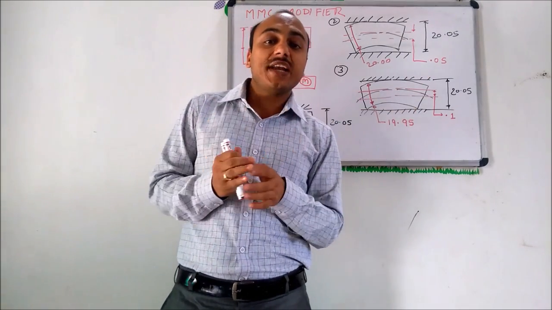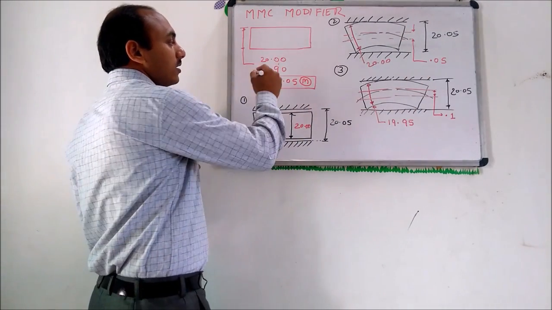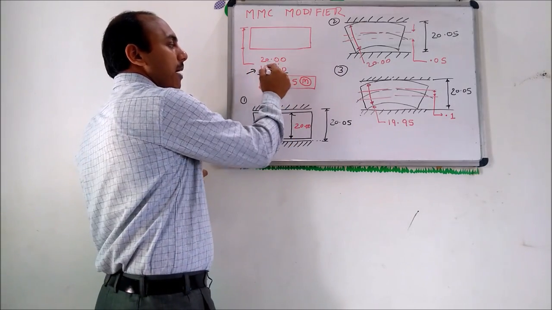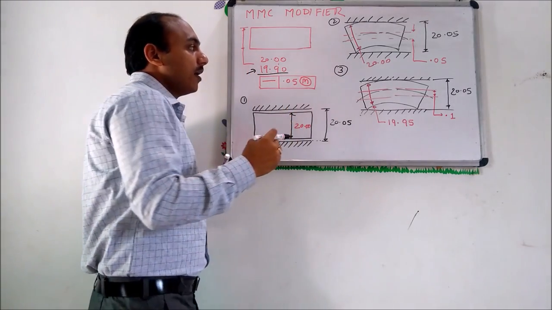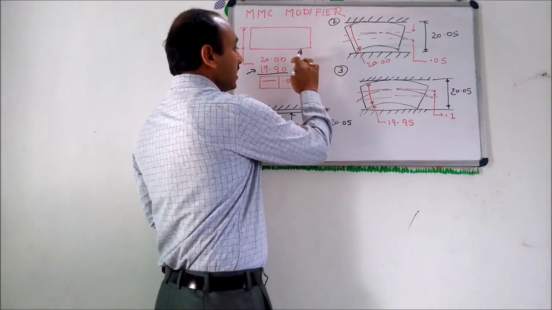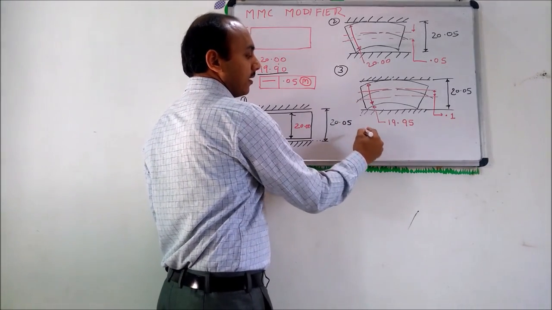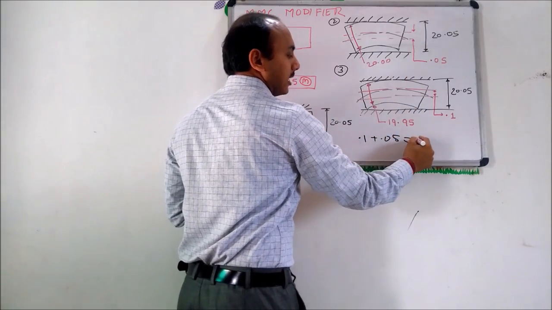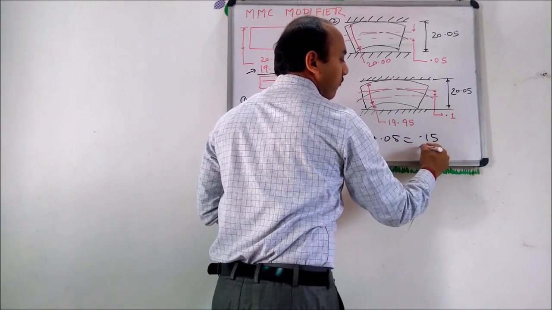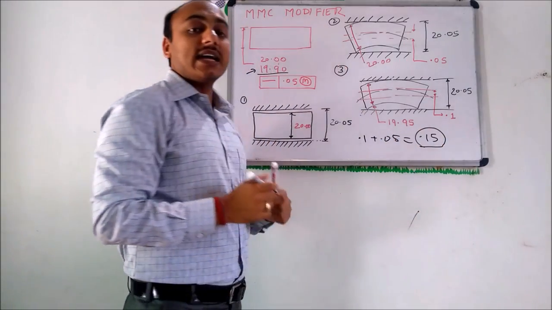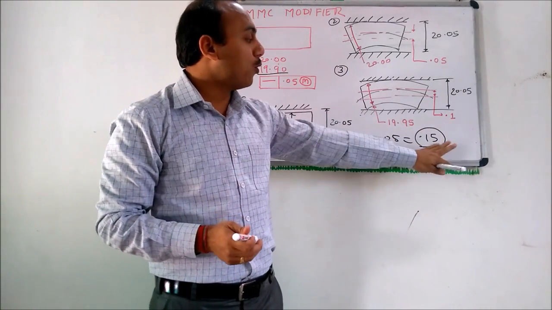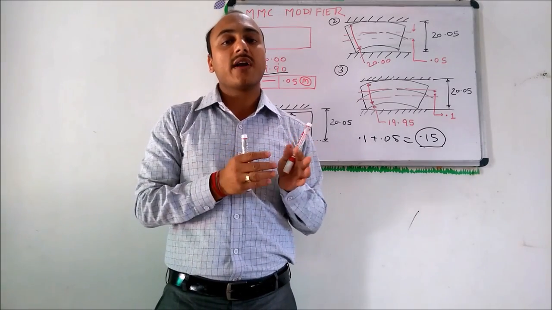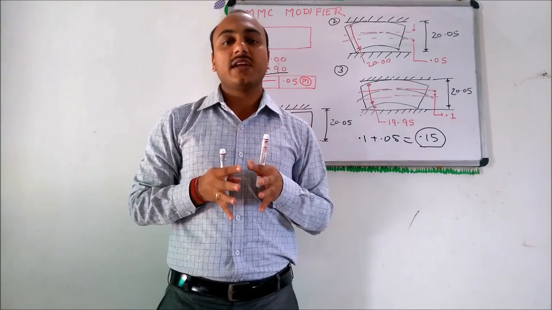So the best scenario would be when the component is manufactured at its LMC. What will happen? We will have this difference 0.1 and the additional GTOL, that is 0.05, that is 0.15 of form variation. That is also called bonus tolerance that we have already discussed in our stack up series of lectures, in lecture 1.